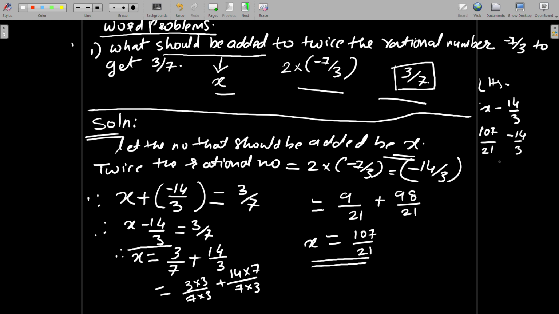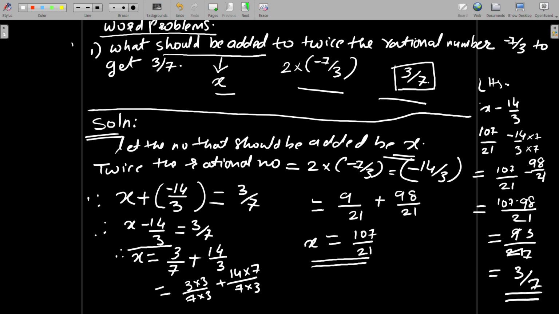minus 14 by 3. Now when we take the LCM, we just multiply by 7, and here 14 by 3 becomes 98 divided by 21. So it will become 107 divided by 21 minus 98 divided by 21. When you subtract, 107 minus 98 is nothing but 9, divided by 21. Now we can divide this: 3 3s are 9 and 3 7s are 21, so it is equal to 3 by 7, right?